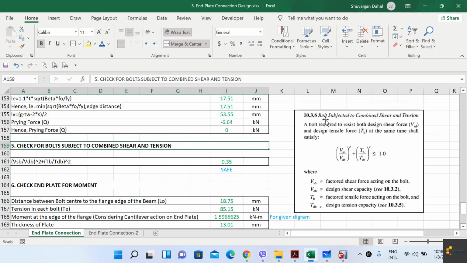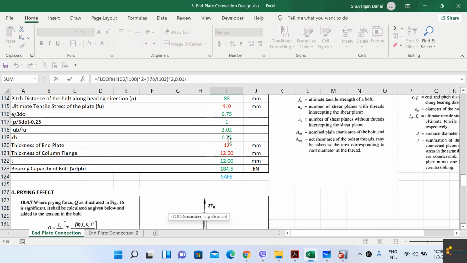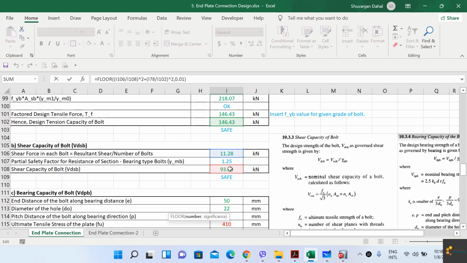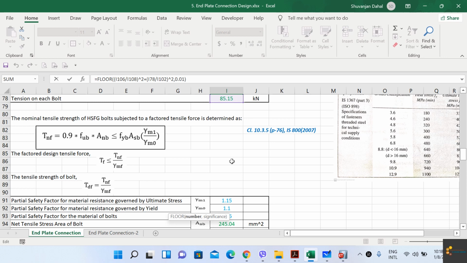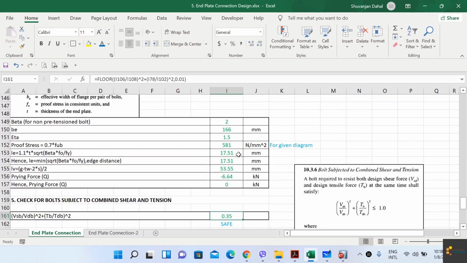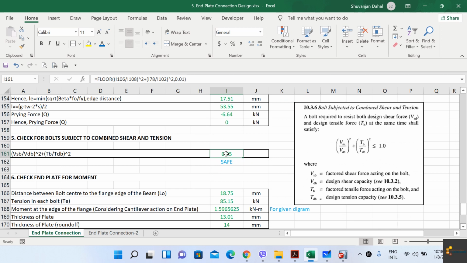This is given in clause 10.3.6. The formula is: Vsb by Vdb, where Vsb means the factored shear force divided by the design shear capacity, squared, plus the factored tensile force divided by the design tension capacity, squared, should be either less than or equal to 1. As we have already calculated the value of all these here, you can see that. So this is our shear force and this is our shear capacity. So 11.28 divided by 93.93 whole squared plus this is our tension capacity and this is our tension force, 85.15 divided by 146.43 squared. If you do this, you will get the value to be 0.35. Since this is less than or equal to 1, the check is okay.